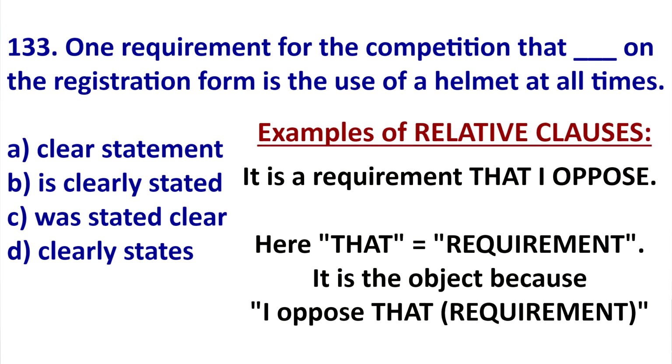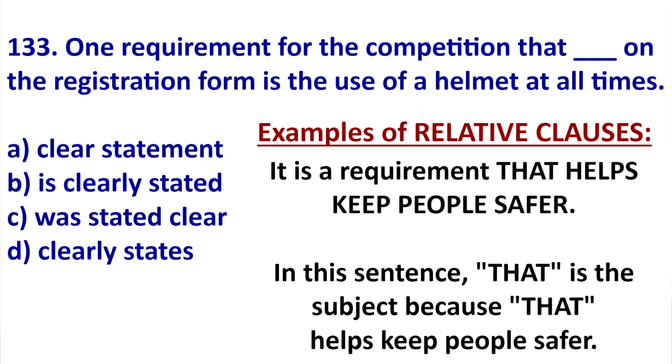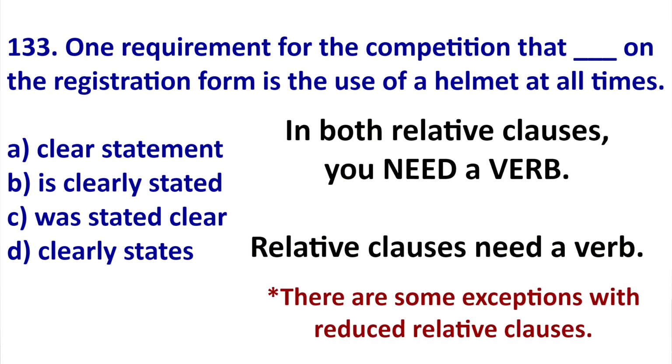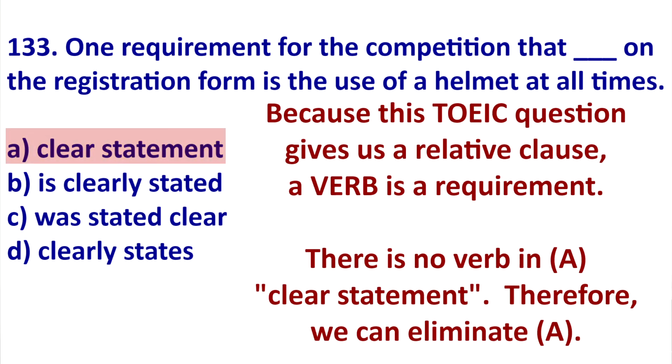An example of a relative clause could be, it is a requirement that I oppose. Here, requirement is the object. I oppose the requirement. Or, it is a requirement that helps keep people safer. Here, requirement or that is the subject. But in both these relative clauses, you need a verb. In a relative clause, you must have a verb. So in this sentence, we need a verb. We can see in A, there is no verb. We just have clear statement.